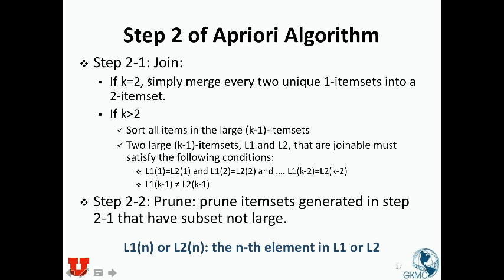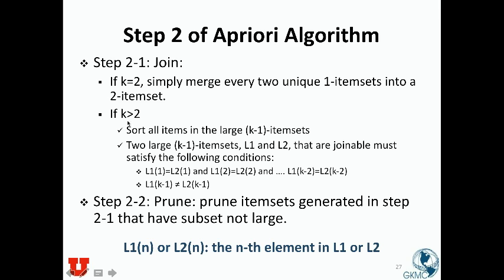Okay, so the steps are, after we have the initial large 1 item sets, we want to create k item sets. When k equals 2, we just want to create 2 item sets, and that is easy. We just combine every pair of unique 1 item sets into a new 2 item set. Then we evaluate whether they are large, and the ones that are large will go into the rest of this loop.